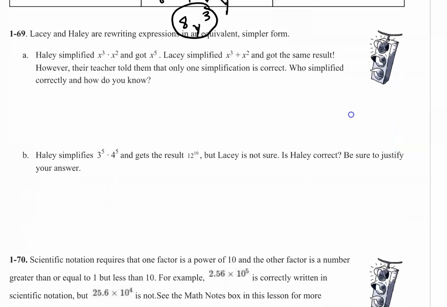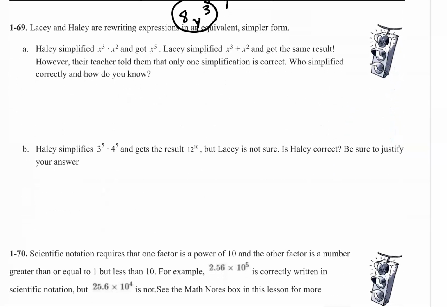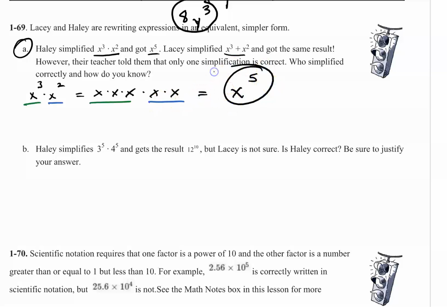Let's go on to 1-69. I'll do A here. Haley simplified this and got that. Lacey simplified this and got the same answer. Let's see who's right. So when you have x to the power 3 times x to the power 2, that's going to be x times x times x, there's our first 3 x's, times x times x, 2 more, for a total of 5. That's x to the power 5.